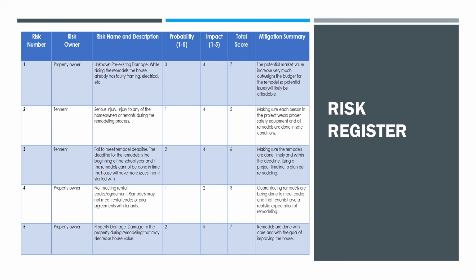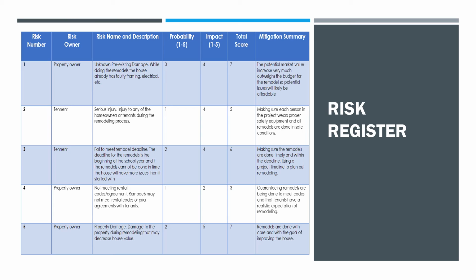So to mitigate that, it would just be using the excess budget that will be discussed a little bit later to make those issues more affordable. Second risk is a serious injury. Injury can happen during construction projects, using power tools and saws. So probability is low because we're going to keep everyone wearing proper safety equipment, but it would have a pretty big impact. So as you can see, the mitigation is just wearing PPE and being safe during the construction process.